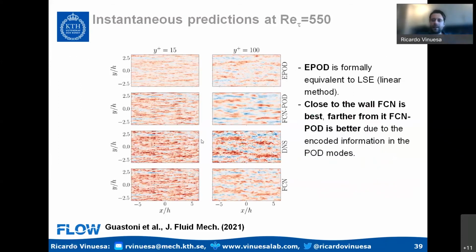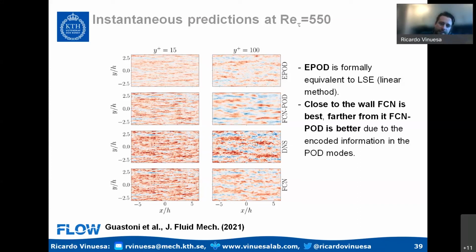Okay. So what I'm showing here is at Reynolds number Re tau 550, so this is a much more turbulent flow. What I'm showing in the first column is a plane that is very close to the input. So this is the wall, this is the input, and the prediction that I'm trying to make here is the first column. And in the second column, I'm showing an output that is much farther away. So close to the wall and far away from the wall. Of course, when I'm far away from the wall, the correlation between the input and the output is lower, and therefore the predictions are expected to be worse.